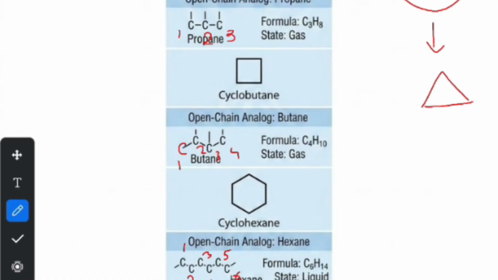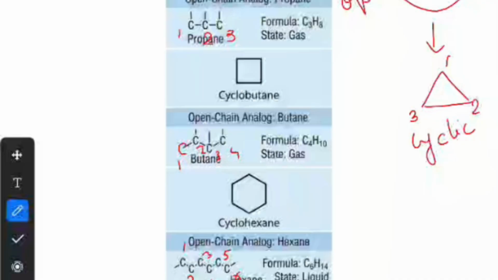But in the cyclic system, each of the carbon atoms is joined to form a cyclic system. It is as if the first and the third carbon, which were not bonded in the open chain, are now bonded in the cyclic system. In the open chain, the first and the third carbons are not bonded, but in the cyclic system, they are bonded to form the cyclopropane ring.